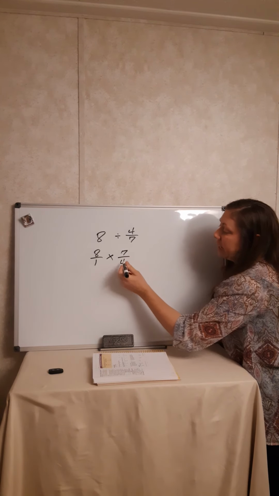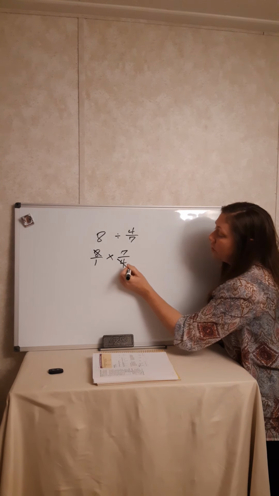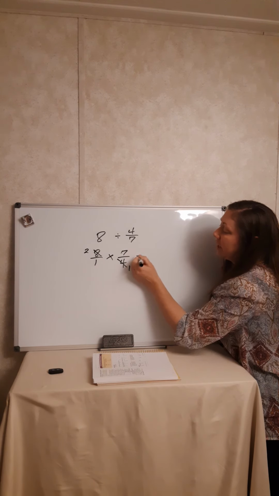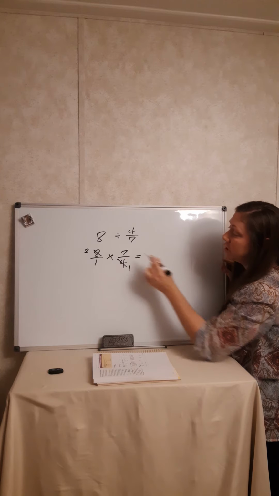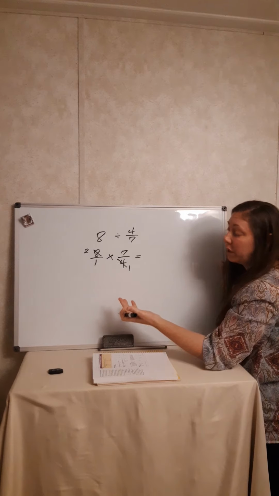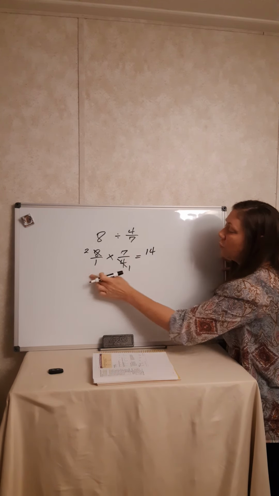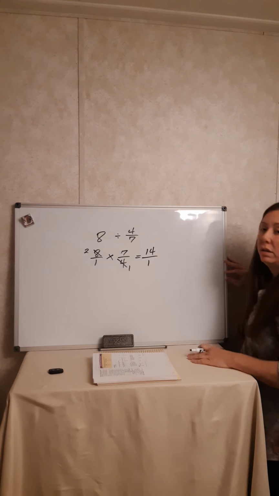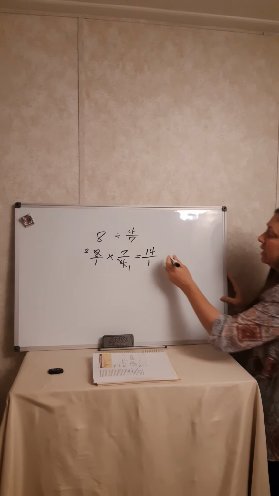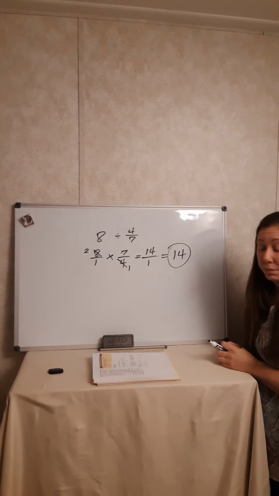So now I can cross cancel. The 4 and the 8 can both be divided by 4. So 4 divided by 4 is 1. 8 divided by 4 is 2. Now I can multiply because 7 and 1, there's no need for me to cross cancel there. 2 times 7 would give me 14. 1 times 1 would give me 1. We know this is an improper fraction, so you would divide the 1 into the 14, and it would give you 14. That is your final answer.